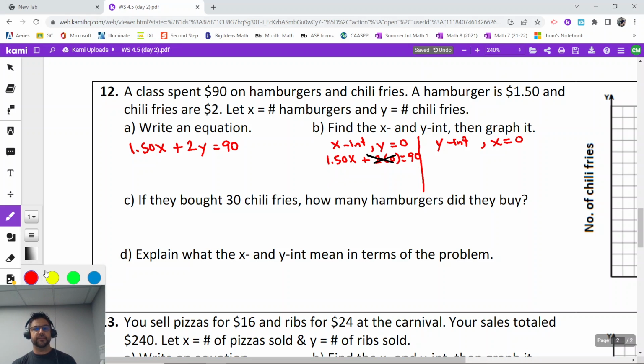So I really have 1.5x equals 90. Are you okay if we don't put the 0 there? Divide both sides by 1.5.